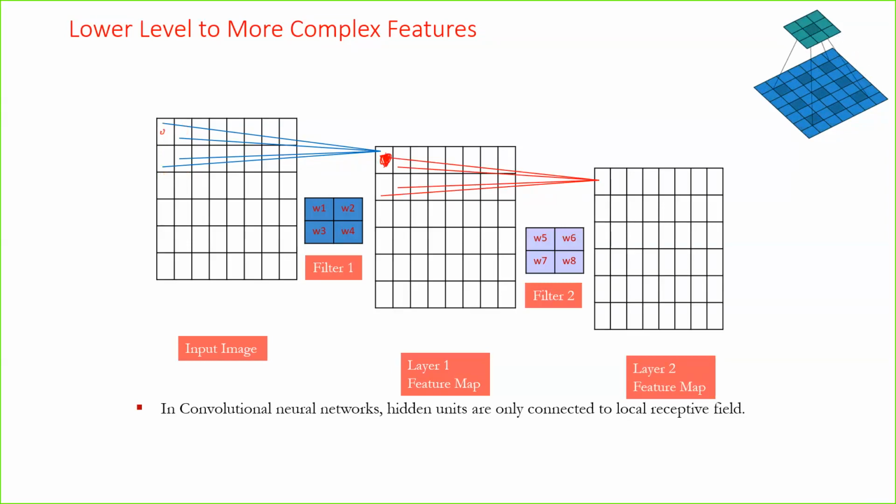So there is a sparsity of connections. Not every neuron is connected to every neuron in the next layer. Therefore, it reduces the number of parameters.